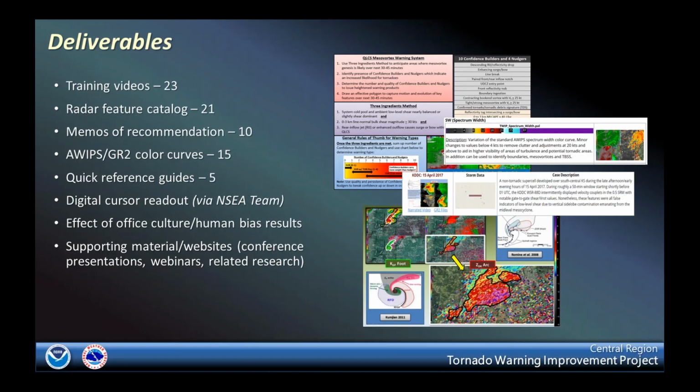We have some quick reference guides for mesoanalysis from the NSC awareness team, which was disseminated through the TWiP. We have the digital cursor readout, where you can put mesoscale model data over top of radar, and it helps with mesoanalysis. I just talked about the human bias, and we have other information on our website as well that's related to everything we're trying to do.